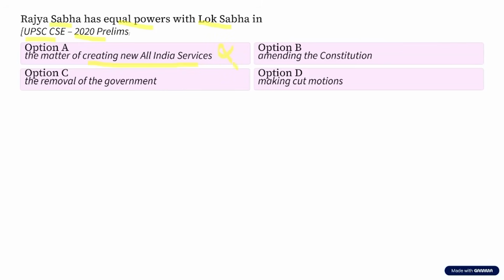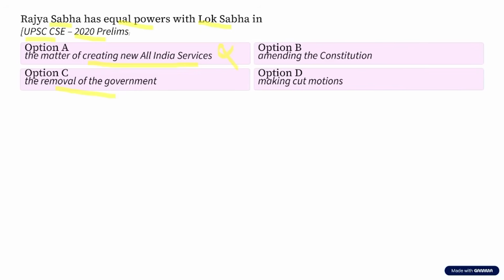Let us come to option C. The removal of the government. Now, how is this removal done? One plain example is the passing of a no confidence motion. Now, who can pass this no confidence motion? Again, we discussed that it is Lok Sabha only. Why Lok Sabha only? Because it is the house of the people.